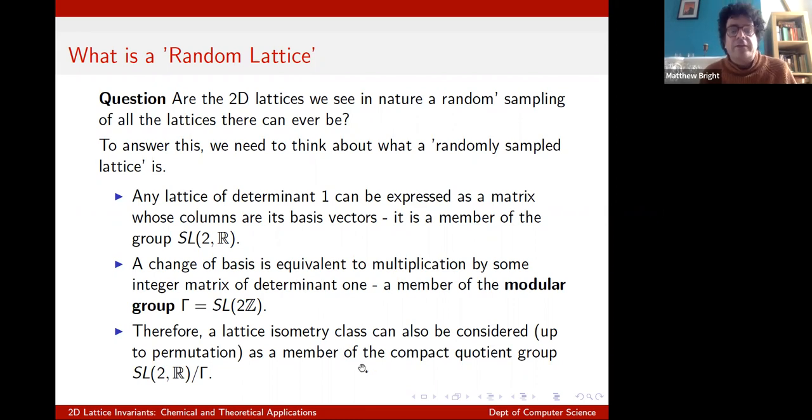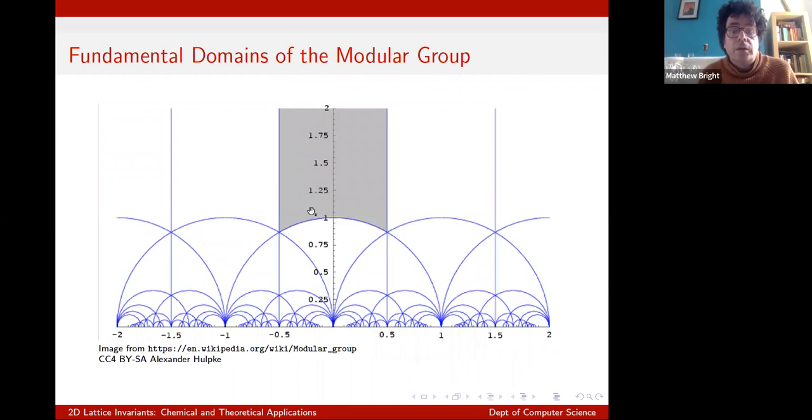So we can think, in a sense, of a lattice isometry class as a member of the quotient group of determinant 1 lattices by the modular group. So the question we're actually asking is, what does a random distribution look like on that? This is a very well-known object. It has a fundamental domain in R2.